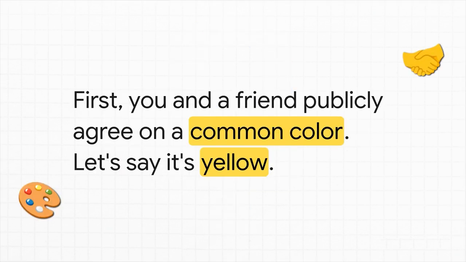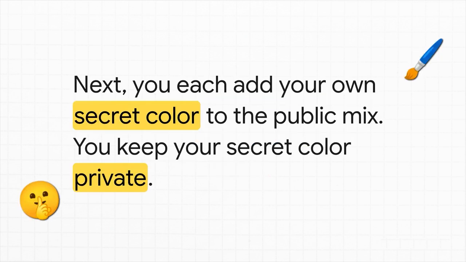So let's use a brilliant analogy for this. Imagine you and a friend are standing in a public square. You both decide out loud that you're going to start with a can of yellow paint. This is your public common color. Everyone can see it, everyone knows about it. Okay, now for the secret part. You take the yellow paint, and without anyone seeing, you mix in your own secret color. Let's say it's blue. At the same time, your friend takes their can of yellow paint, and they secretly mix in their own secret color. Let's say it's red.